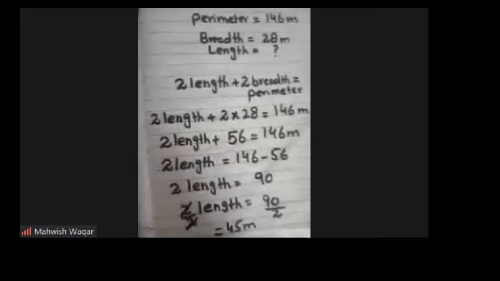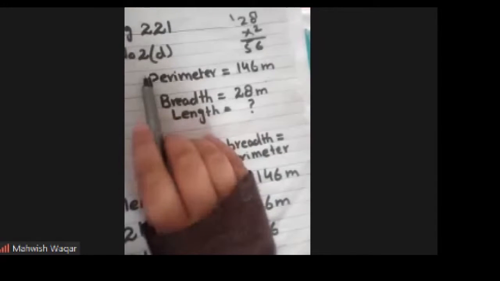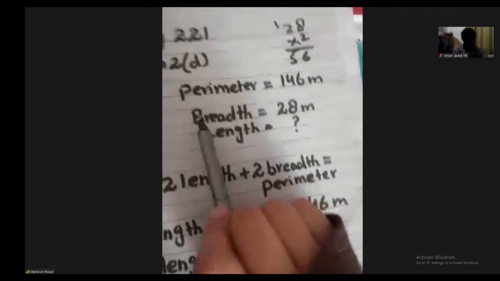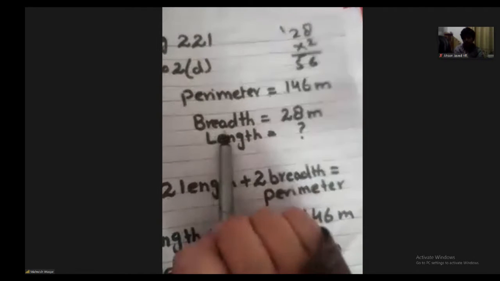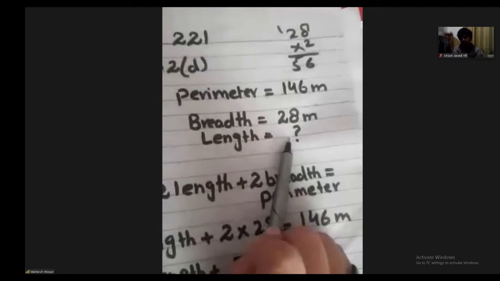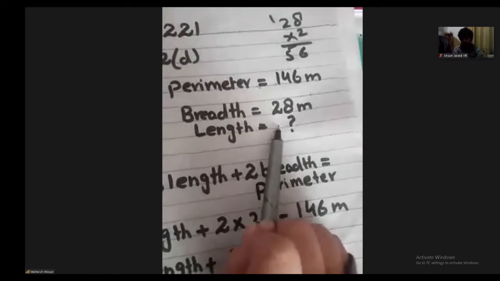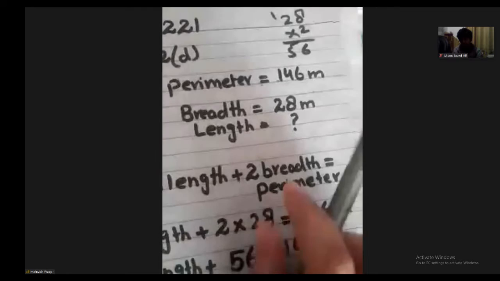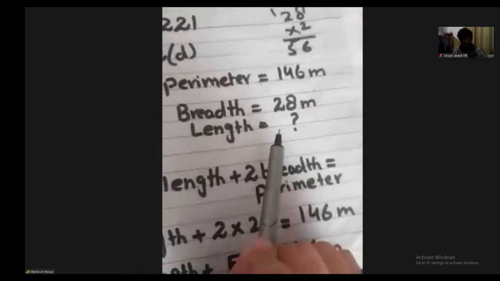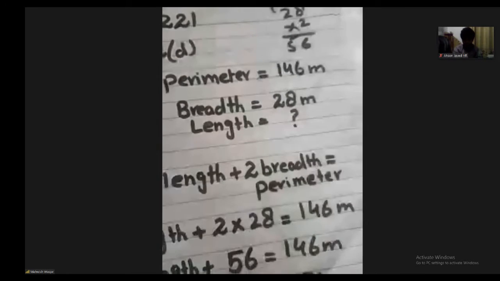Got it? Okay, now look at your screen. I'm going to explain again, grade 4. Perimeter is given in the question, that is 146 meter. Breadth is given in the question, that is 28 meter. Length we have to find, we don't know the length. We are working in the rectangle. Can you see in your book, we are working in the rectangle. Got it? So keep the thing in your mind.